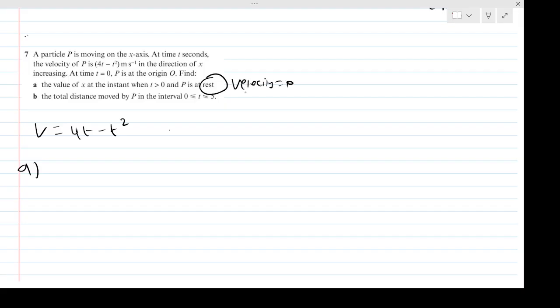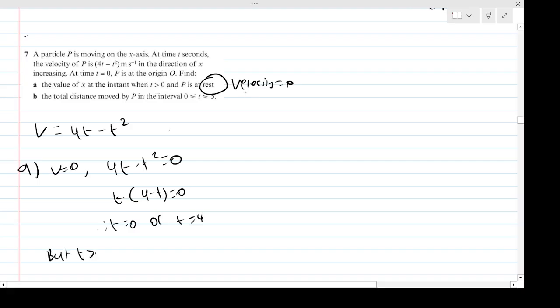Okay, well actually, let's just consider that then. Let's set v to 0. Then that means 4t take away t squared is equal to 0. Then we can factorise the t out to get t(4 minus t) equals 0. So we get t is 0, or t equals 4. But obviously it told me t is greater than 0 at this point, so t can only be 4. And there we are. But they didn't ask me to find the time when it's at rest. It asked me to find the value of x. Now x again is the displacement.